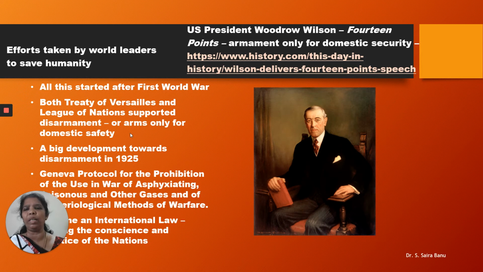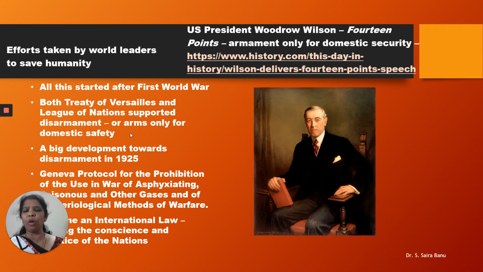It is an example of the efforts taken by the world leaders to save humanity. And such talks, such speeches were given maybe only after the First World War, because a lot of damage was done because of that World War. So the Treaty of Versailles was signed, and the League of Nations supported disarmament, total reduction, not producing war arms, or arms only for domestic safety.